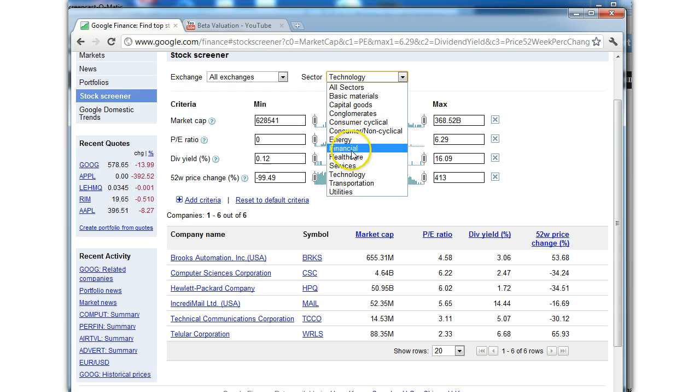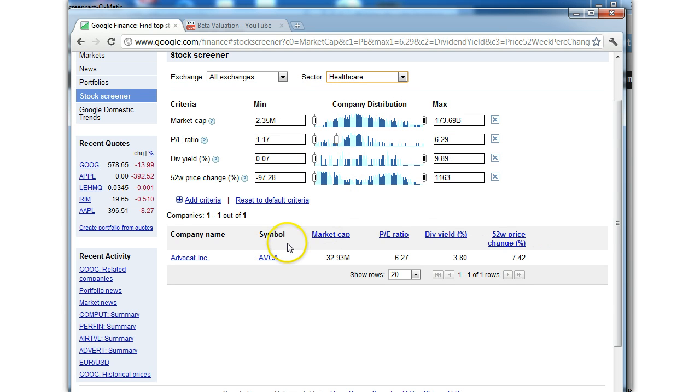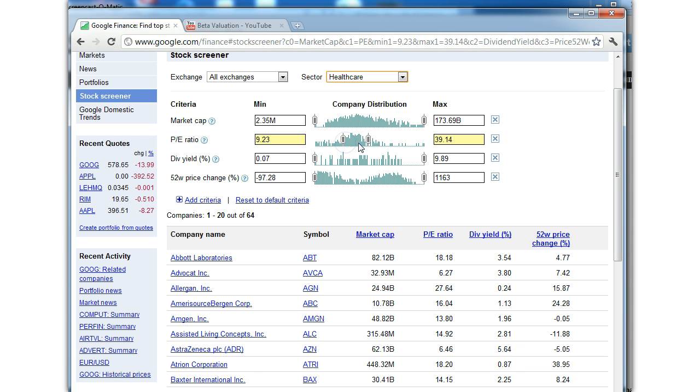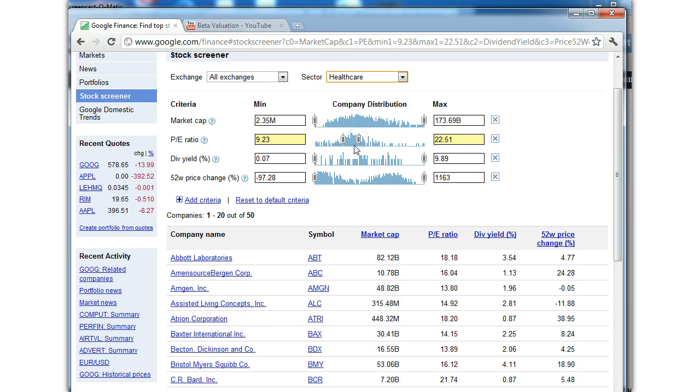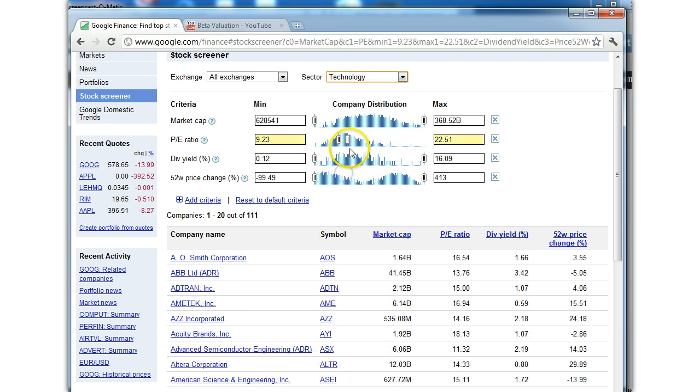Now let's try healthcare, for example. You notice that for healthcare, the PE ratio average is slightly lower than the technology one if we were to compare. Oh, actually, the PE ratio of technology is actually lower in this case for now. But of course this does not mean that we should just simply invest in low PE stocks, but rather companies which are undervalued would reflect a low PE.